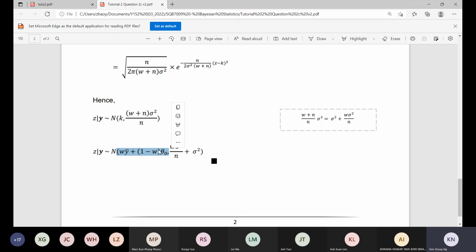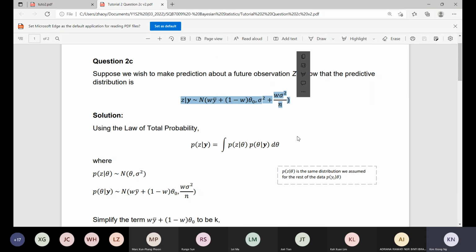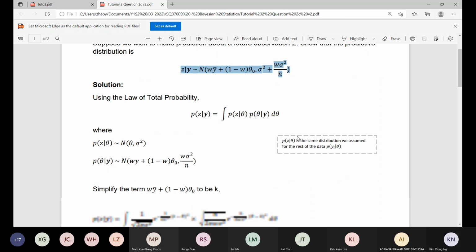Then I just expand and bring those k inside, then this part and this part, so it equates with the result. Yeah, that's all for question 2C.